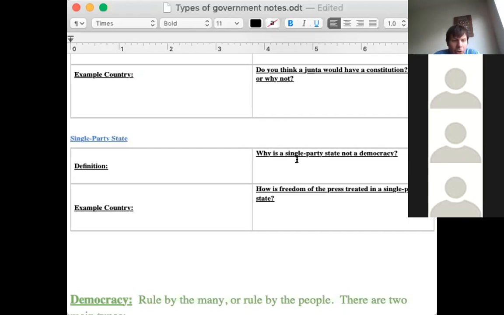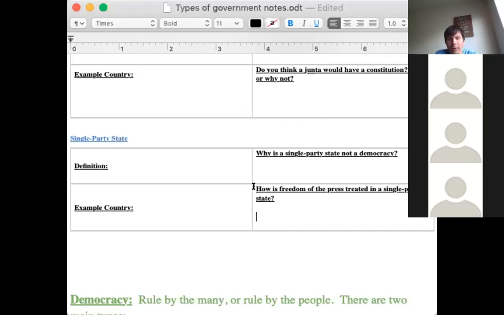Okay, in a democracy, do you have choice? Yes. In a single party state, do you have choice? Not really. You have choice, but only members of that party, right? In some single party states, like in China, they have elections. But when you get your ballot, who is everybody a member of? The same political party. In this case, the Communist Party. So you have some choice, but it's limited. Does that make sense?